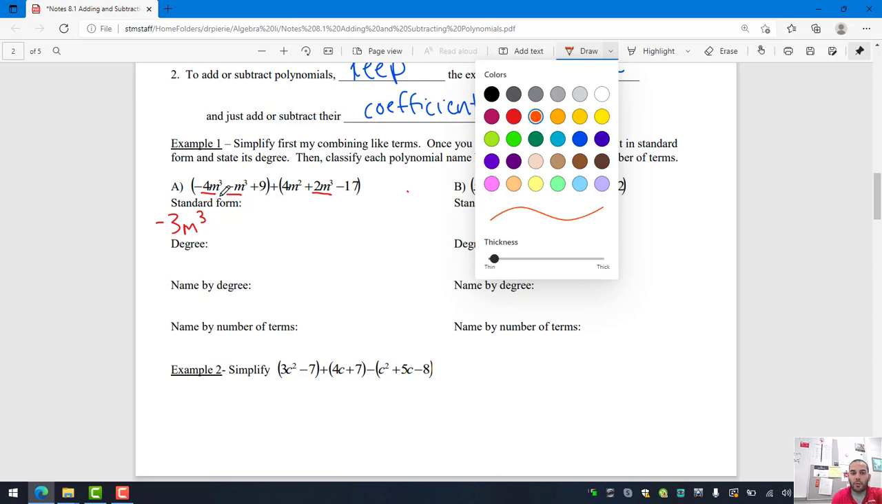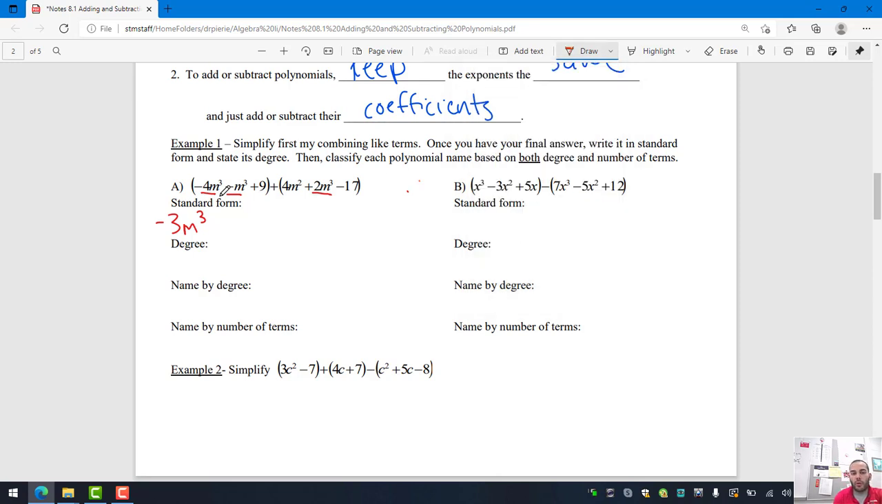Okay, then I go to my next term. If I'm doing standard form, the next term I should look for is, do I have any m squareds? And I see this guy right here. I see 4m squared. And I ask myself, does it combine with anything? No, it doesn't look like it. So my next term in standard form should be a positive plus 4m squared.